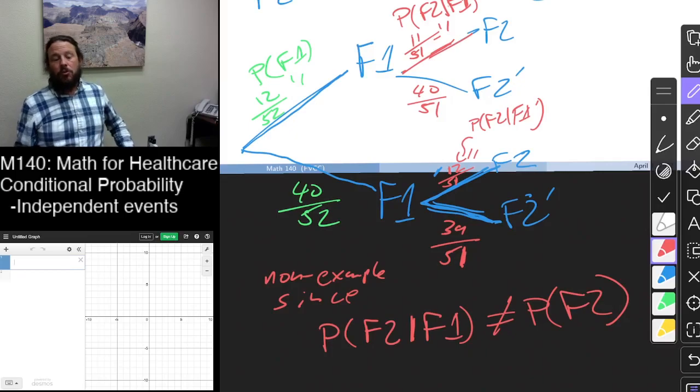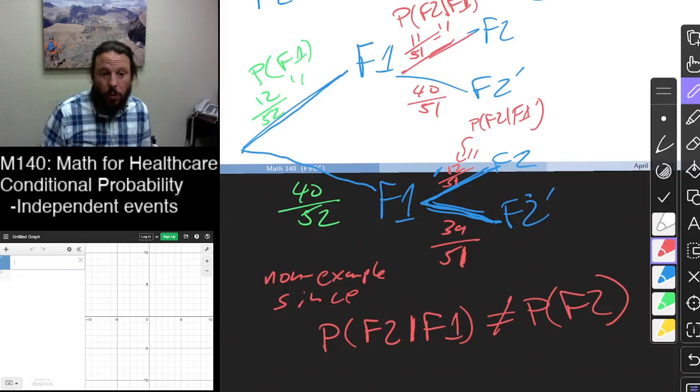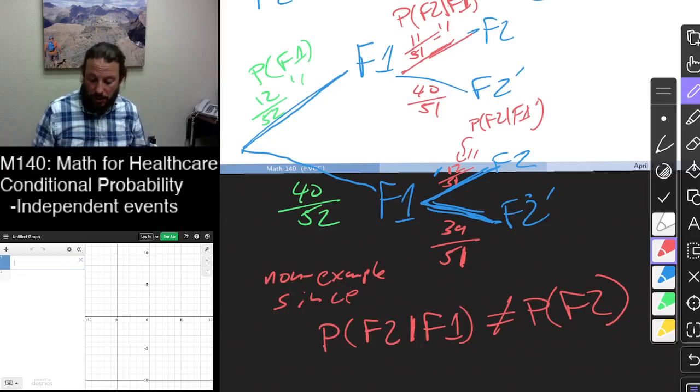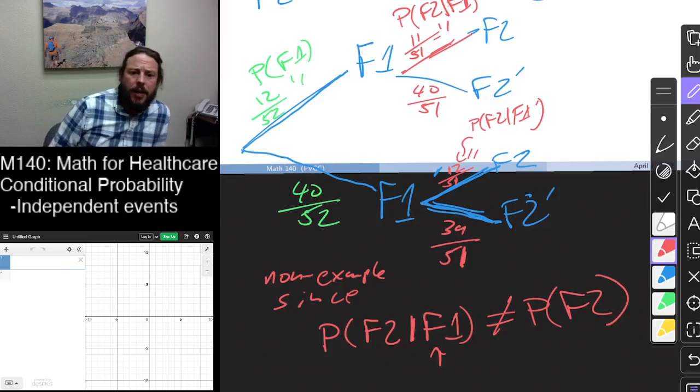So that should tell us what we're looking at. Independent events are going to be events where that equality holds. In other words, the first event happening, here a face card first, doesn't affect the second. So let's see, can you think of an example like that?